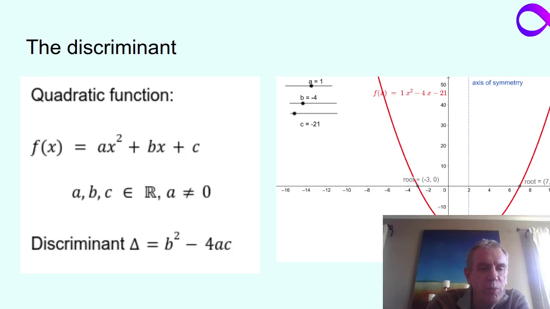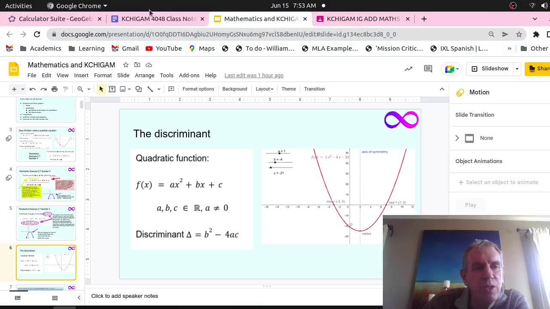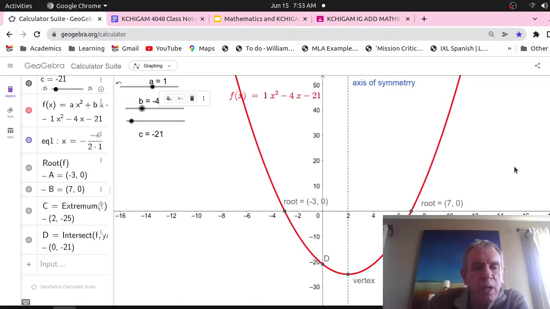Okay, let's look a little bit more carefully at the coefficients. I can go to GeoGebra here, and you can see in GeoGebra I've set up a generic quadratic equation. I should say quadratic function. This one is y equals x squared minus 4x minus 21, or f of x equals 1x squared. So a is equal to 1. I've set up some sliders here so I can change the coefficients. a is equal to 1. b is negative 4. c, which is the y-intercept, is negative 21.